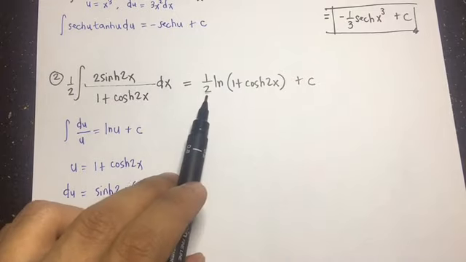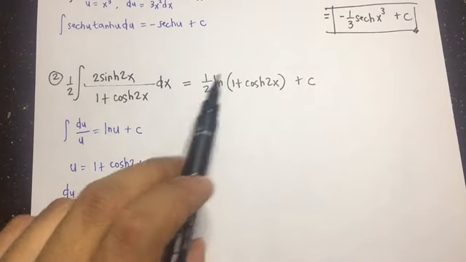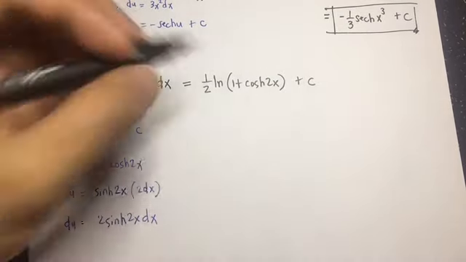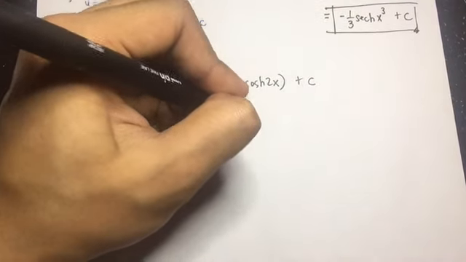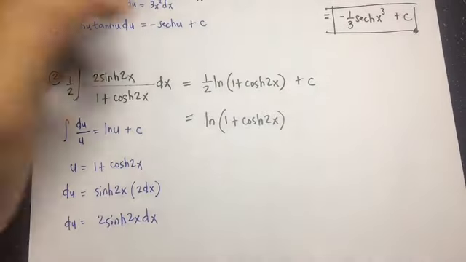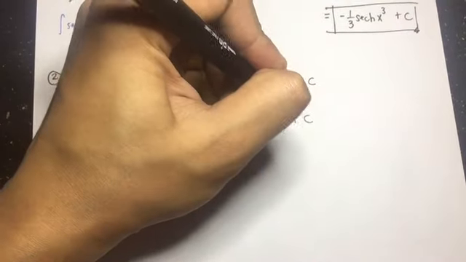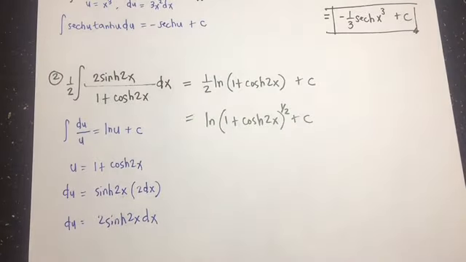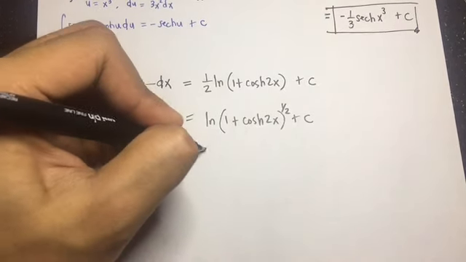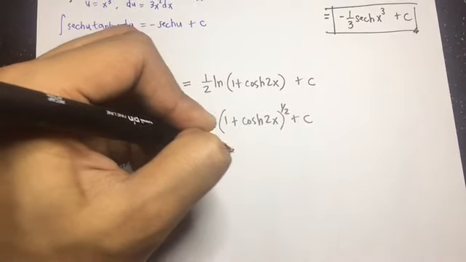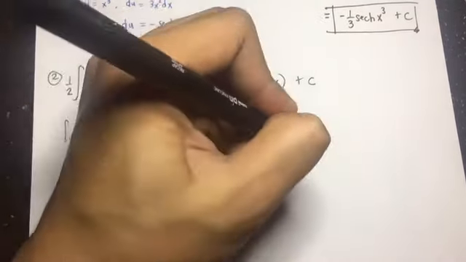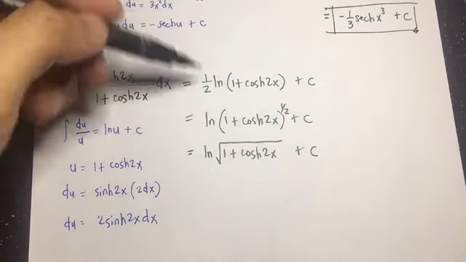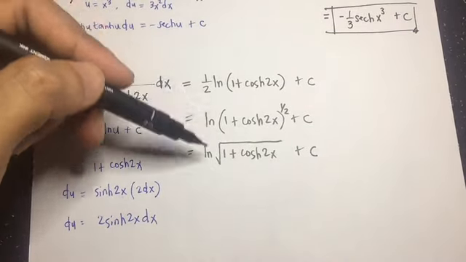In another form, you can write the coefficient as the exponent. So it will become ln of 1 plus hyperbolic cosine of 2x, raised to 1/2, plus c. Or you can write it as a radical: ln of the square root of 1 plus hyperbolic cosine of 2x. So any of these three can be your answer.